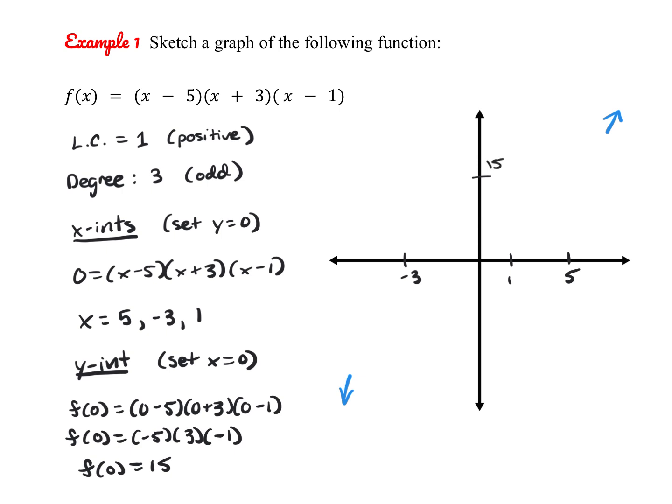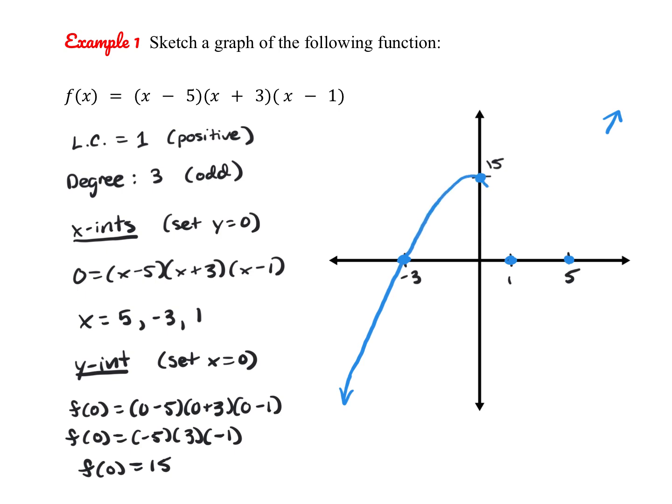And there you go. Okay, so we know that our graph can only cross the x-axis at these x-intercepts, and we know that our graph can only cross the y-axis at our y-intercept. So now we're trying to connect this arrow on the left to this arrow on the right by only crossing our axes at these points. So let's get started. So here I'm going to cross through here.